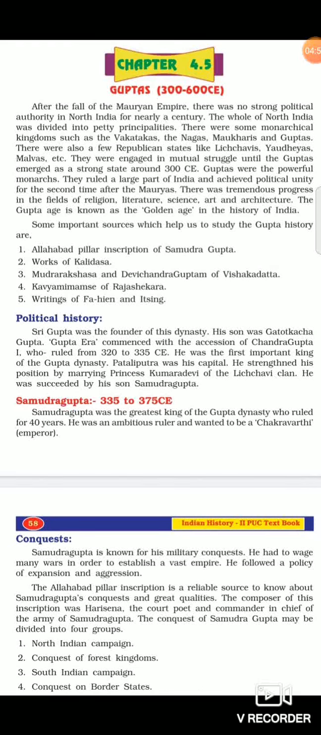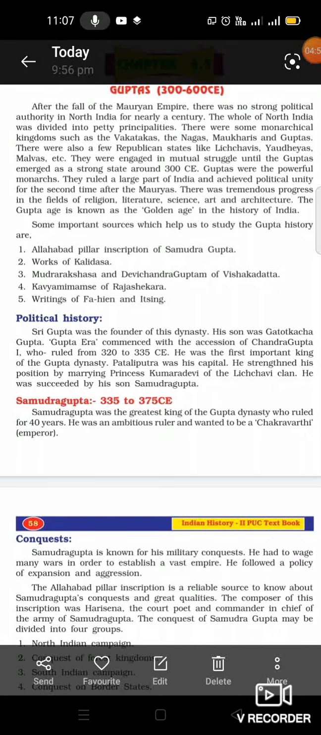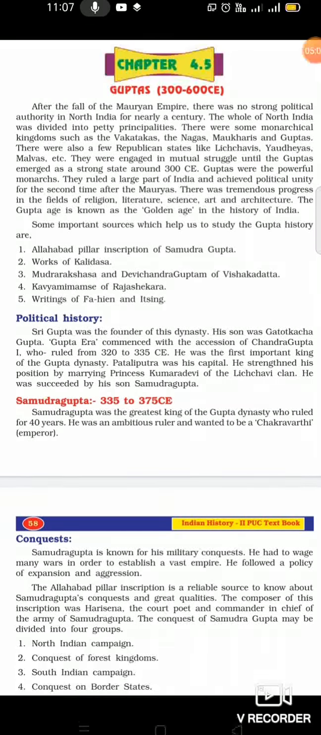The conquests of Samudragupta may be divided into four groups. First, the North Indian campaign. Second, conquest of forest kingdoms. Third, the South Indian campaign. Fourth, conquest of border states.